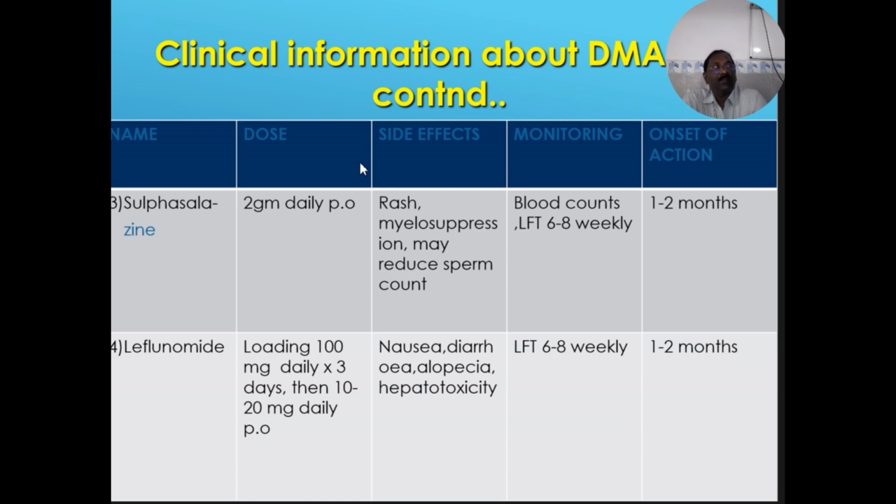This is the earlier one. Leflunomide: loading dose 100 milligrams daily for 3 days, and then 10 to 20 milligrams daily. Nausea, diarrhea, alopecia, hepatotoxicity are the very common side effects. LFT every 6 to 8 weeks, and onset of action is 1 to 2 months.